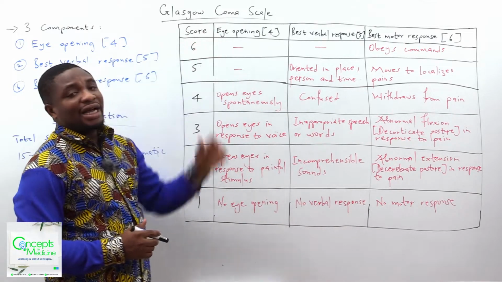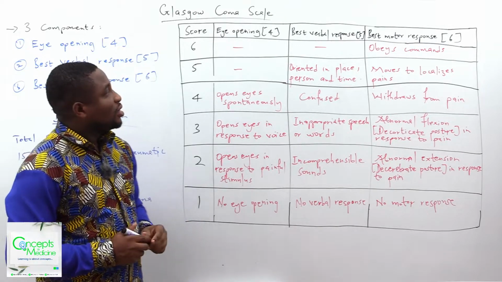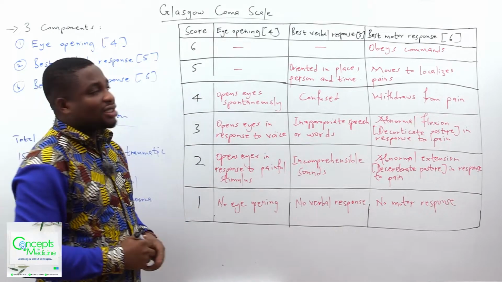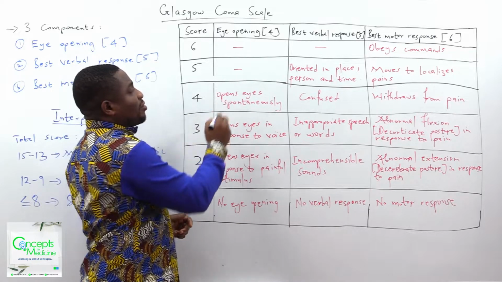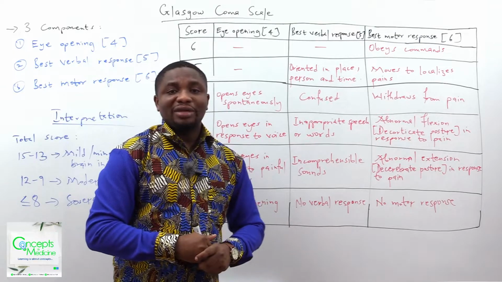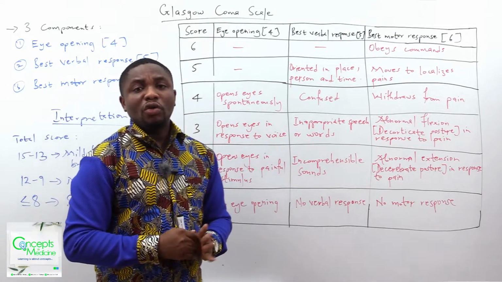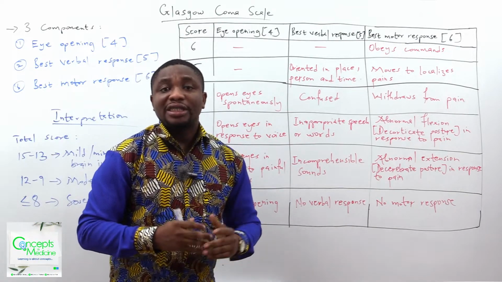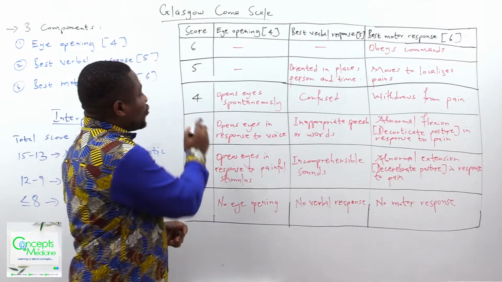The first component is the eye opening. The eye opening, as we said, has a total score of 4. So a score of 6 would have no implication. A score of 5 too would have no implication. But a score of 4 means the patient opens eyes spontaneously. You don't need to call the patient. You don't need to inflict any painful stimulus. The patient opens his or her eyes on his or her own. That is spontaneous opening of the eye. If the patient does that, you give a score of 4.